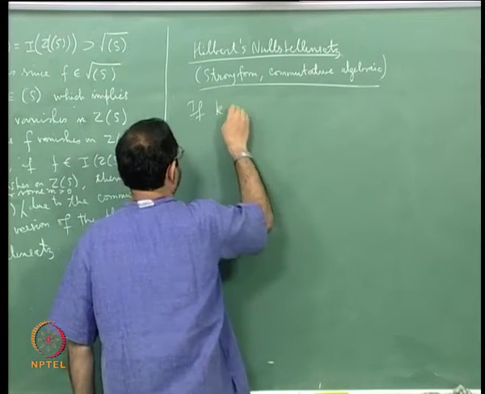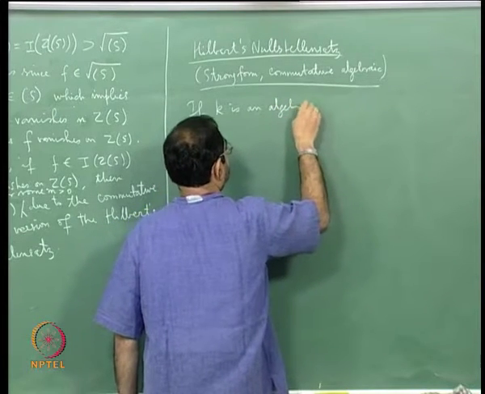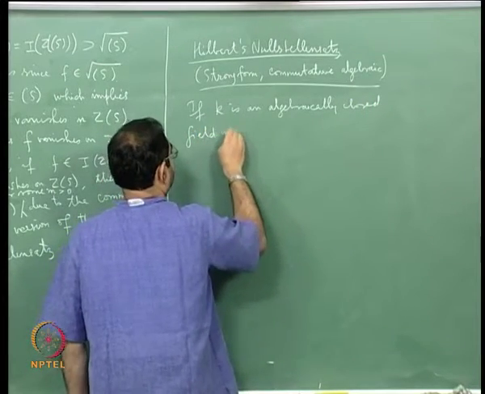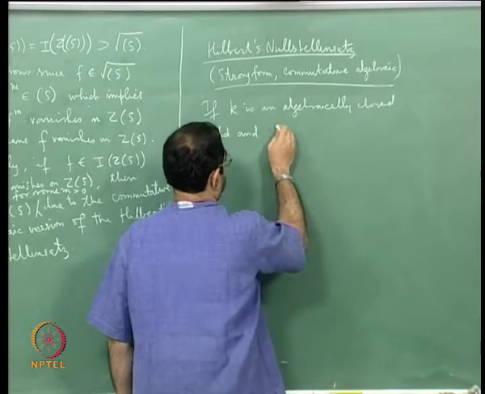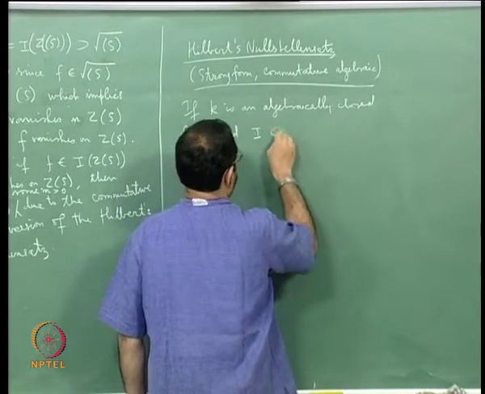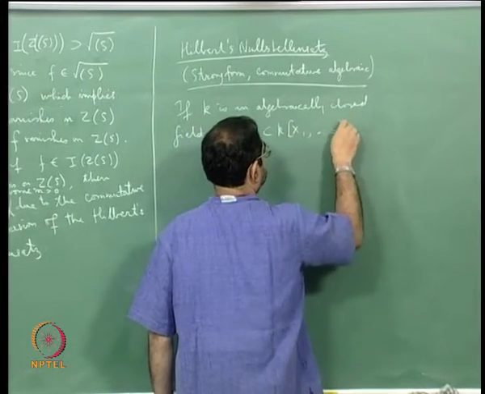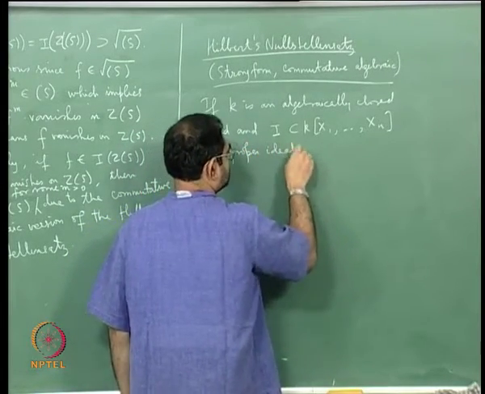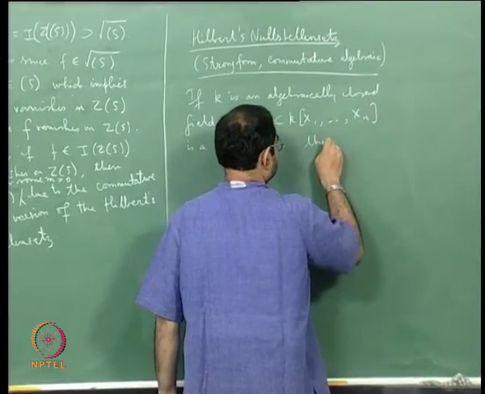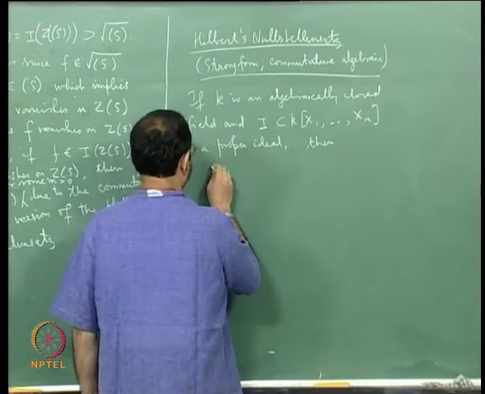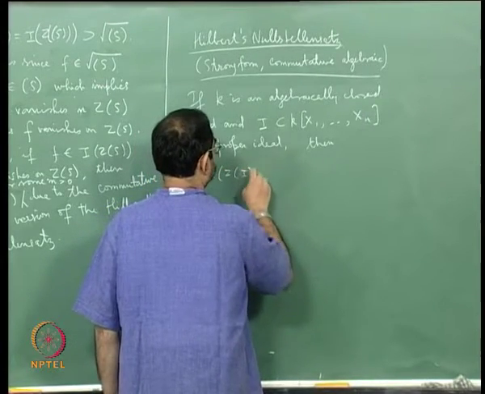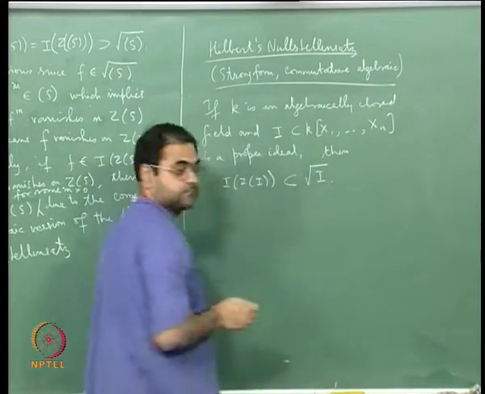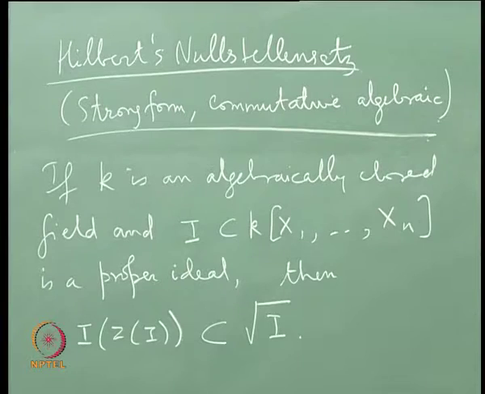If K is an algebraically closed field, and I in K[x1, ..., xn] is a proper ideal, then the ideal of Z of I is contained in rad I. This is the commutative algebraic version.